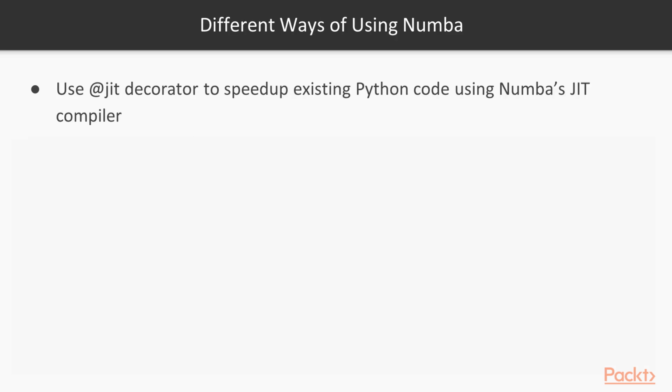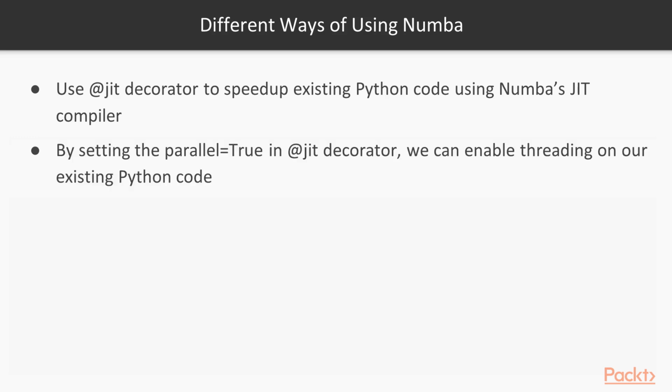So let's come to the topic of different ways of using Numba. We can use Numba by directly calling the @jit decorator to speed up existing Python code. So using the @jit decorator, we can call Numba's JIT compiler directly. By setting the parallel equals true option inside the jit decorator, we can enable threading on our existing Python code. So whenever we enable this option, the JIT compiler makes use of the multiple threads that can be available depending upon your CPU's capability and speeds up your code.